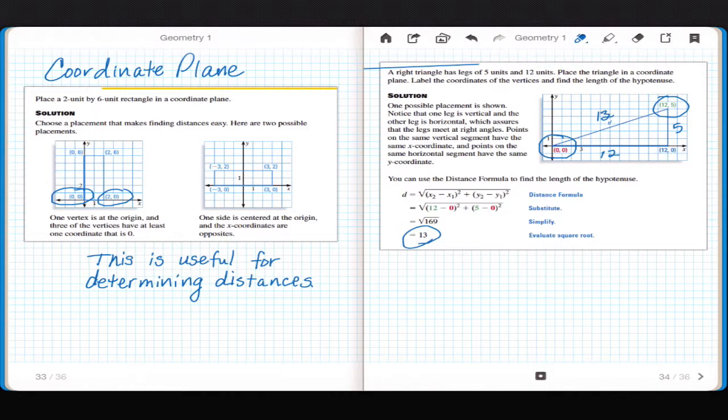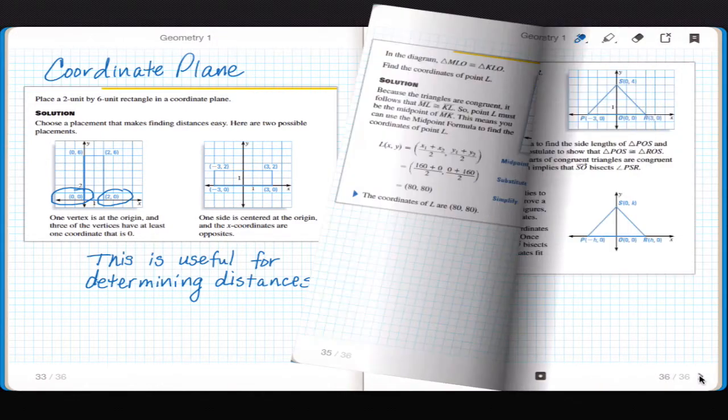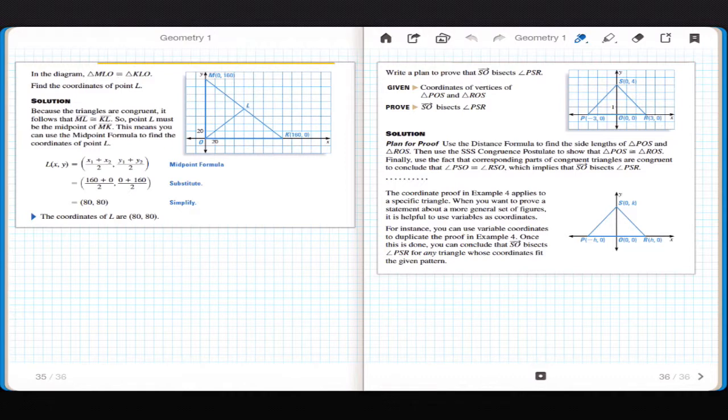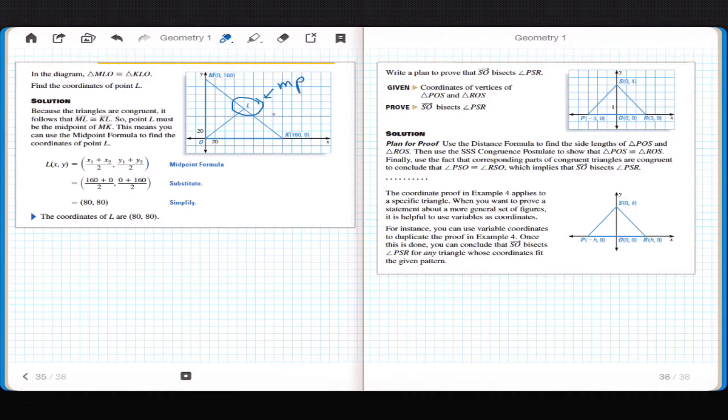So that's the point of putting it into the coordinate plane, that it helps you visualize when you're trying to find distances. Let's see another instance in which it comes in handy. So it says in the diagram, triangle MLO is congruent to triangle KLO. They want you to find the coordinates of point L. So if you know these are equal triangles, then that means if they're set right next to each other, this is going to be the midpoint, right? Because these are equal distances here. So you can use that midpoint to find the coordinates, the midpoint formula.